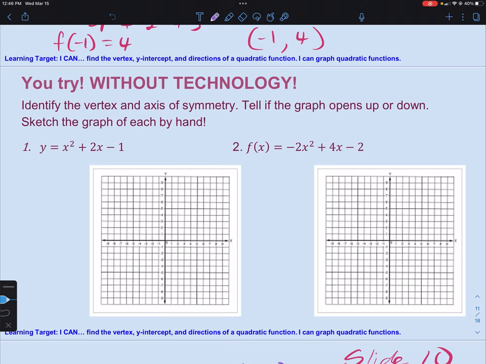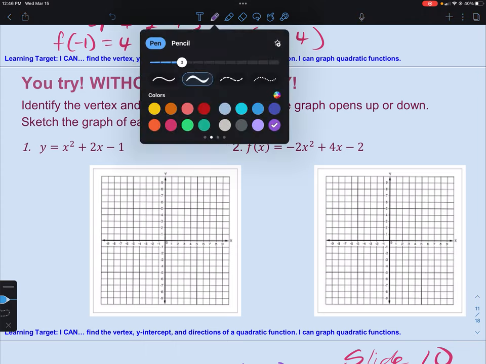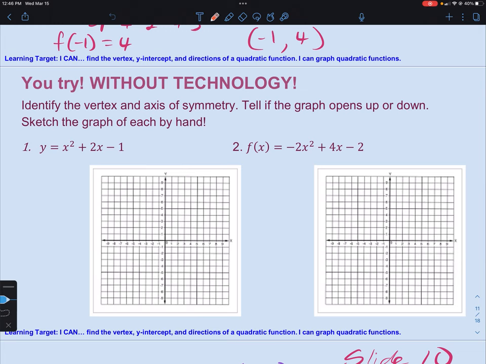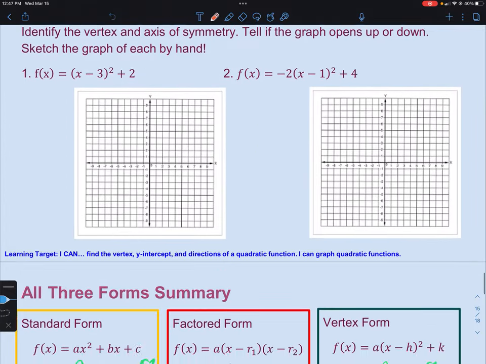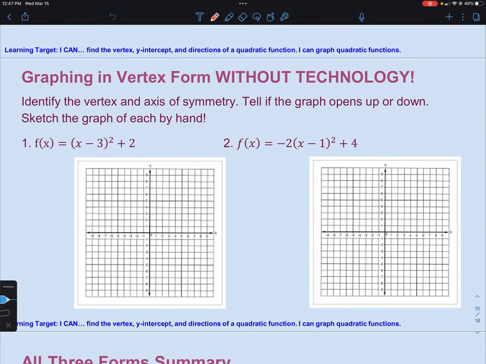Welcome, welcome. So today I feel like we didn't really get enough time to do enough examples for the different forms of a quadratic equation and graphing with them. So I'm going to do an example of each. We're going to do it in standard form, factored form, and in vertex form.